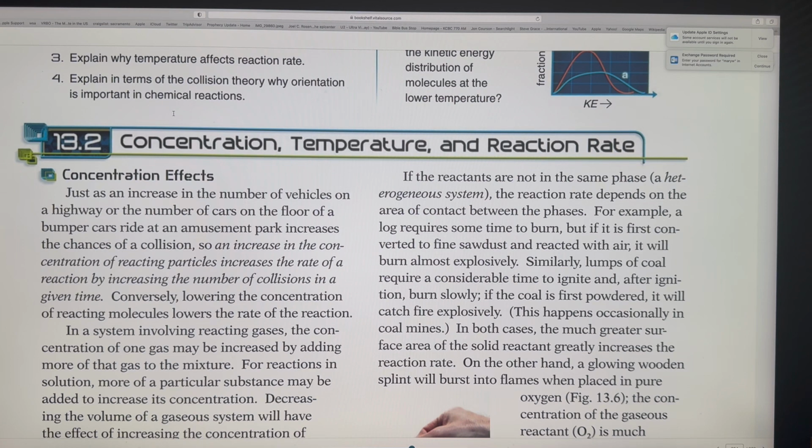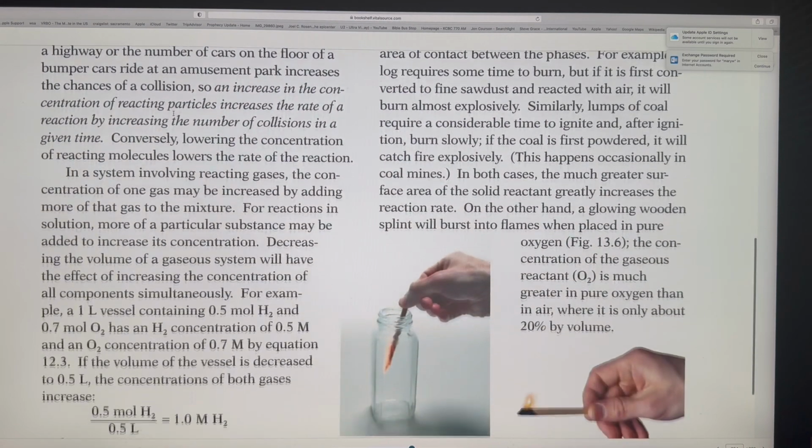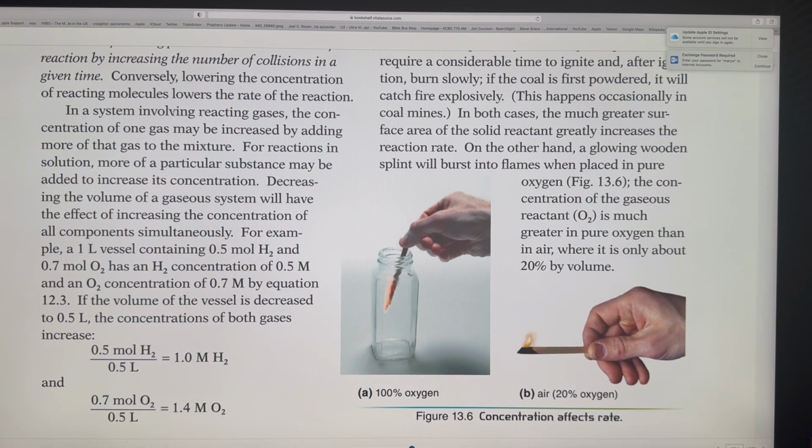So the concentration is increased by adding more gas to a mixture. If you add more gas to a mixture, you have more chance of a reaction. And so this is important. Here's a picture of it. If you add more oxygen, and here's more oxygen added in this, the chance of crashing or having a reaction is going to be more. See how much more flame there is with more oxygen. Less oxygen here is a smaller flame. So concentration affects the rate of reaction, basically.